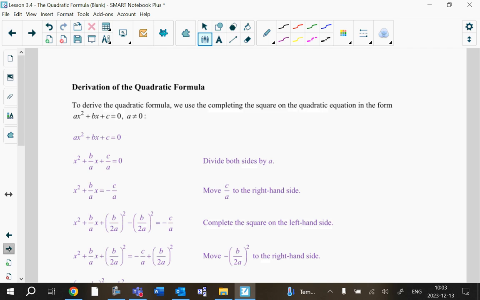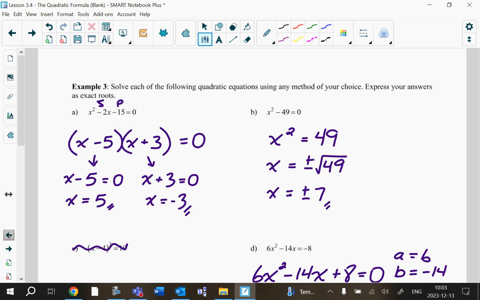And this last page is just a proof of the quadratic formula. Don't freak out. But we do it by completing the square, actually. All right. So that takes care of everything.